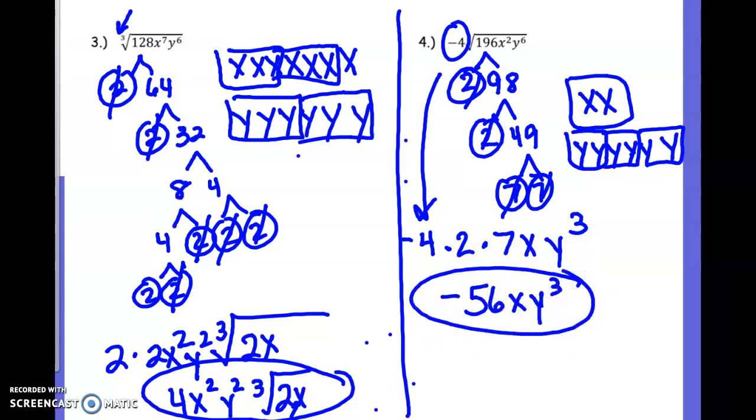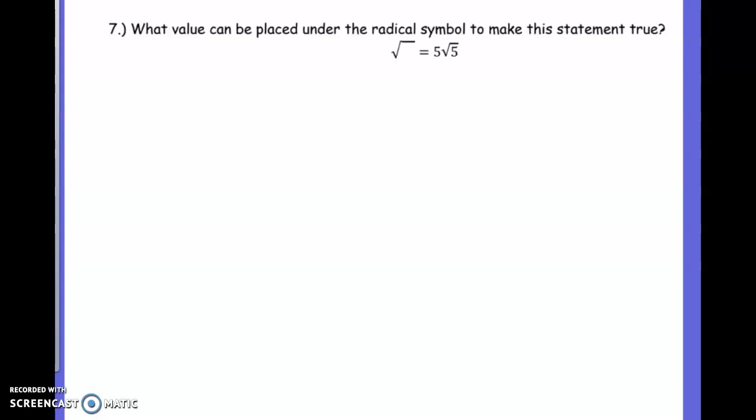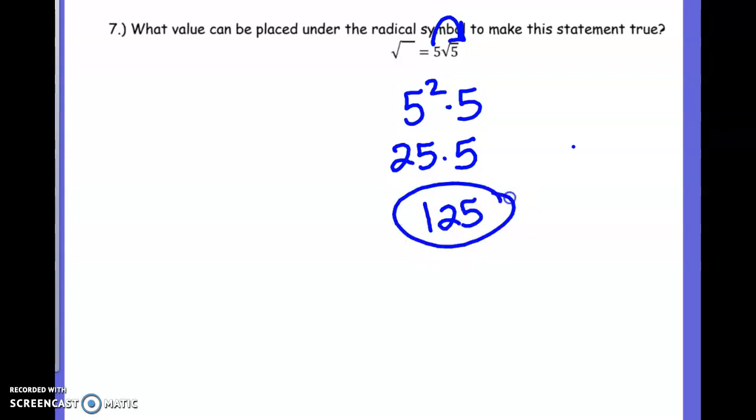Okay? Again, please pause the video right here and make sure you understand this. Okay? All right, so for 5 and 6, I want you to go ahead and try those and go back to the answer key and check it. And then for number 7, I want to explain to you how to go back inside the radicals. So what value can be placed under the radical symbol to make this statement true? Okay, so to put the 5 back in, we're actually going to square it times the 5 inside. So this would be 25 times 5, and the answer would be 125.